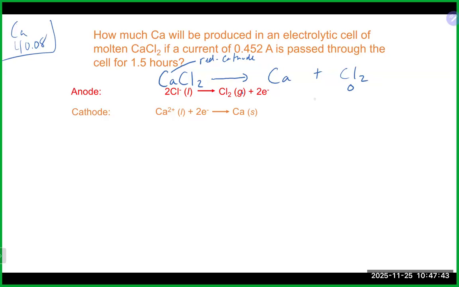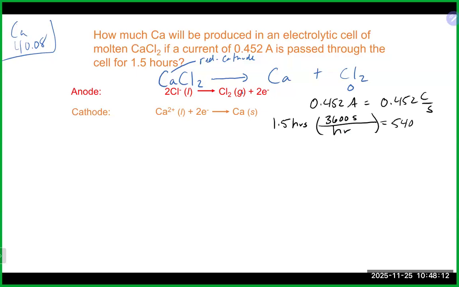We are given the current here, which is 0.452 amperes, and that is the same as 0.452 coulombs per second. Here we are running it for 1.5 hours. So once again, we really do want the time in seconds so everything cancels out correctly. In an hour, there are 3,600 seconds, right? So I'll go 1.5 times 3,600, which gives us 5,400 seconds.